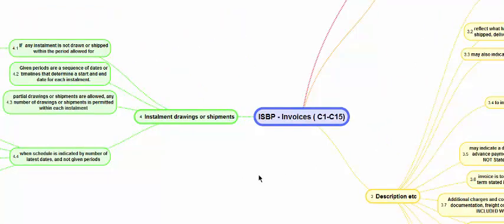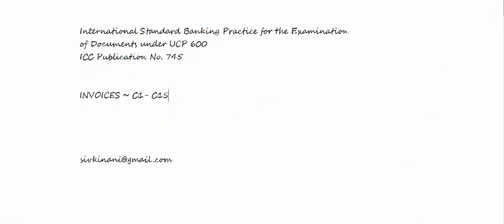So this is a small peek at what ISBP has to elaborate on the invoices, paras C1 to C35.